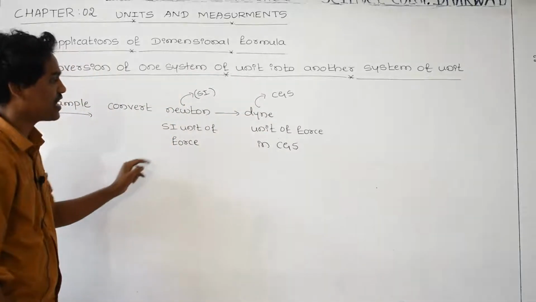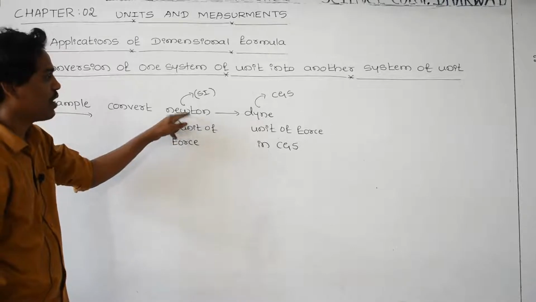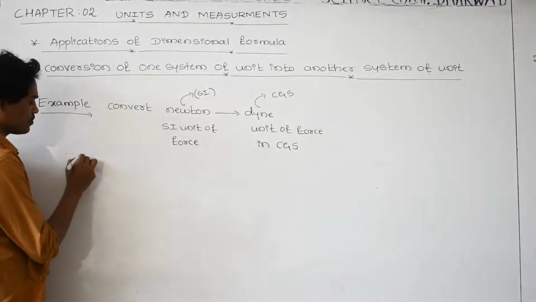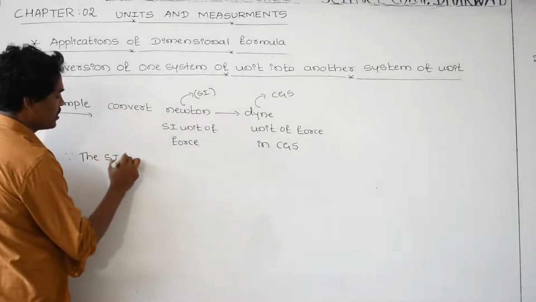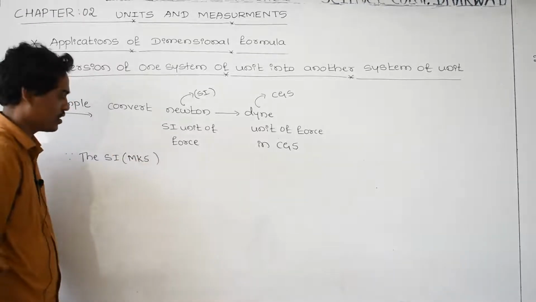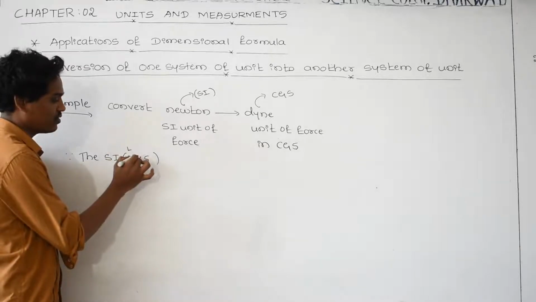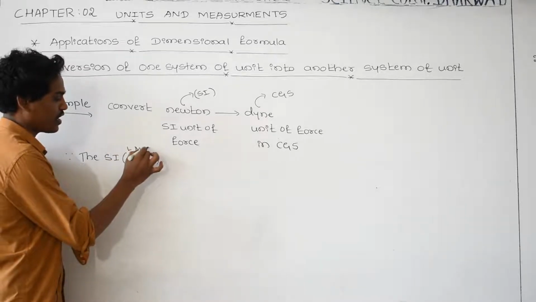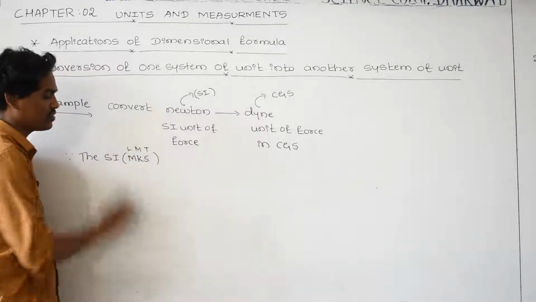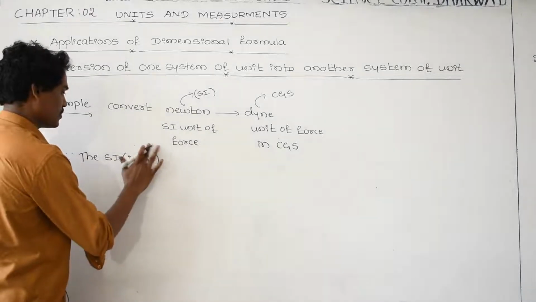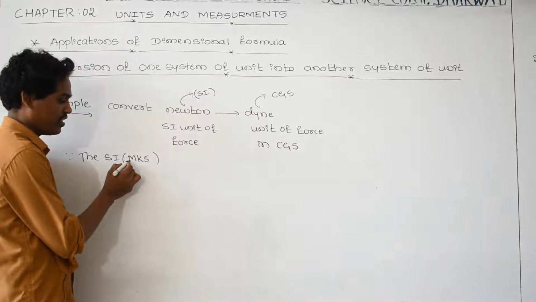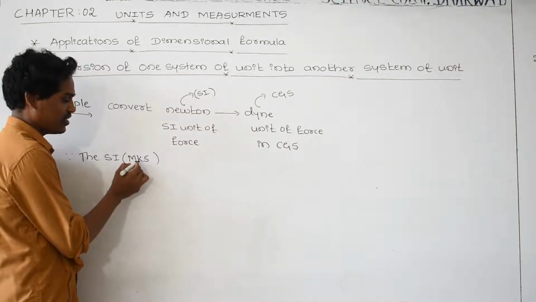We have to convert the SI unit of force, that is Newton, to dynes. You know very well, the SI unit means the MKS system. MKS means meter, kilogram, second. This is per length, this is per mass, this is per time. In the MKS system, length is in meter, mass in kilogram, time in second.